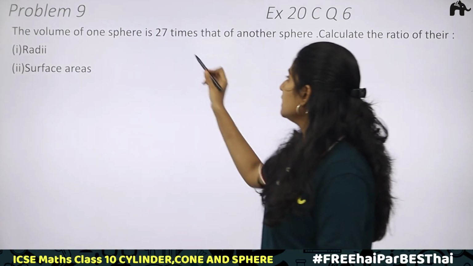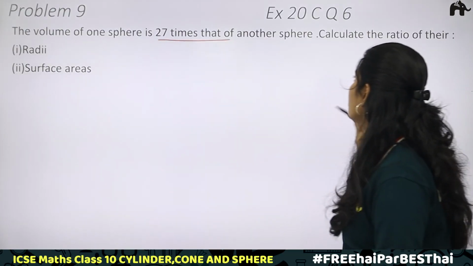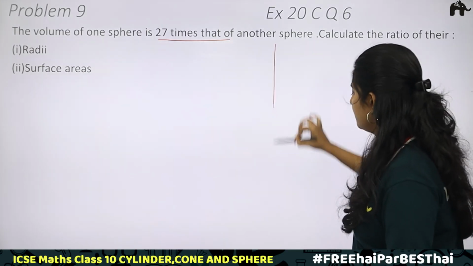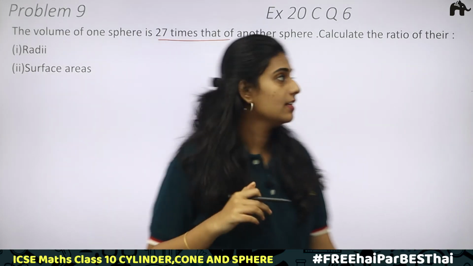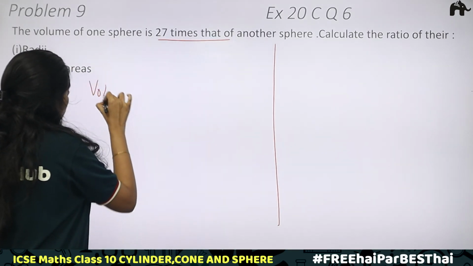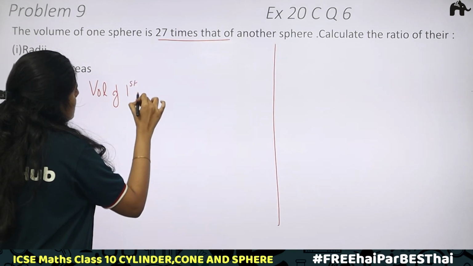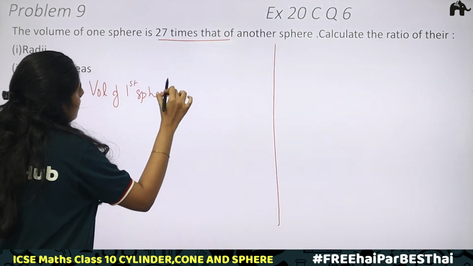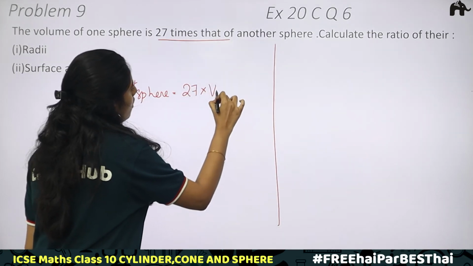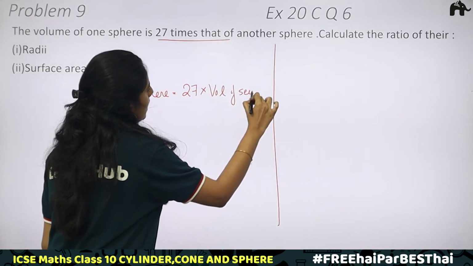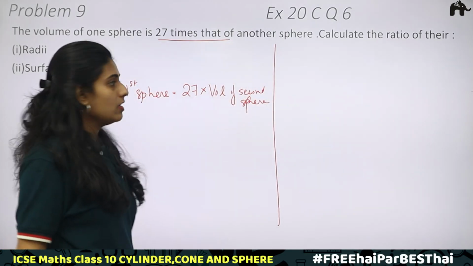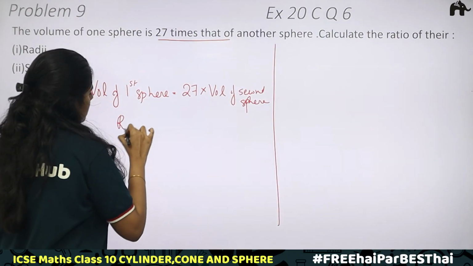Problem 9, question 6 of exercise 20C. The volume of one sphere is 27 times that of another sphere. Calculate the ratio of their radii and the ratio of their surface areas. Okay, given volume of one sphere, we have volume of first sphere is equal to 27 into volume of second sphere. Okay, we'll take the radius of first sphere.